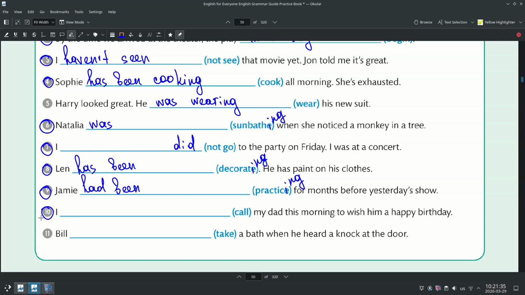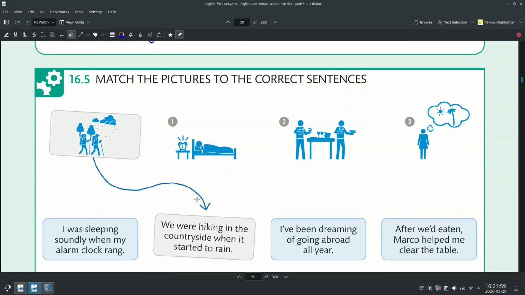10. I called my dad this morning to wish him a happy birthday. I called my dad this morning to wish him a happy birthday. 11. Bill took a bath when he heard a knock at the door. Bill was in the middle of this process when he heard a knock at the door.